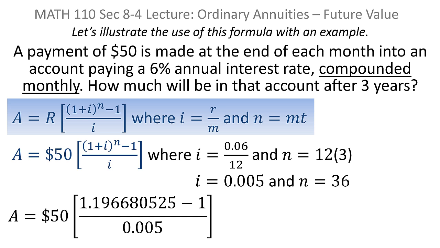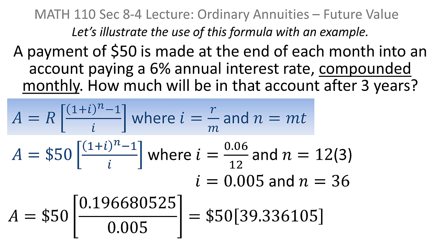So plug that in. Now looking at the numerator of that fraction, we need to subtract 1. That gives you 0.196680525. Plug that in. Now we want to divide that decimal by 0.005. Do that on the calculator and you end up with 39.336105. Now multiply that by 50 and you get $1,966.81. So if you put a payment of $50 a month into an account at 6% annual interest compounded monthly, at the end of 3 years, you will have just under $2,000 in that account.